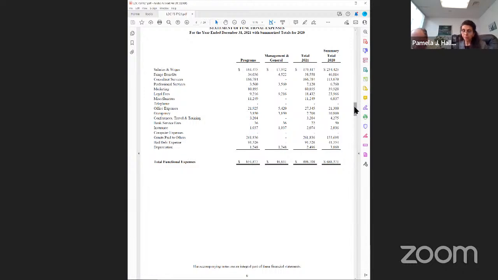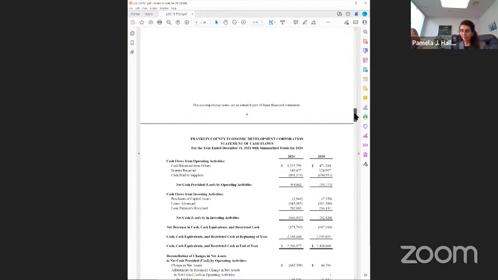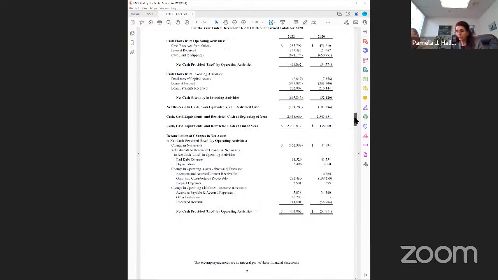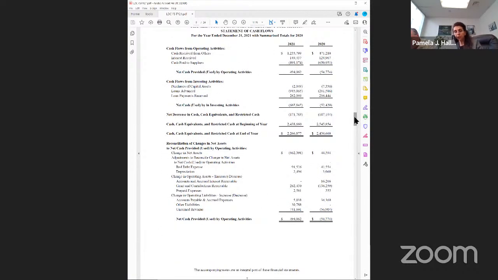We did end up with a loss in the year. We had a decrease of 662,000. Last year we had an increase of 45,000. So our net assets at the end of the year are 2.8 million against 3.5 million the prior year. The next page is the functional expenses.